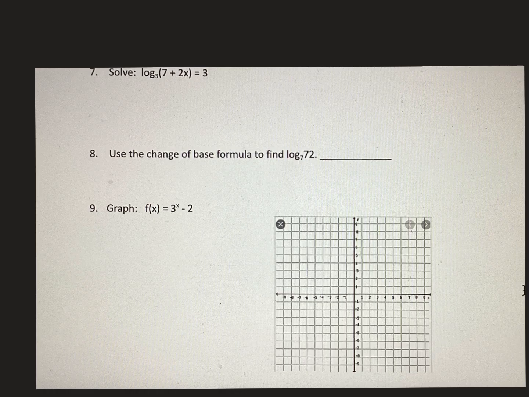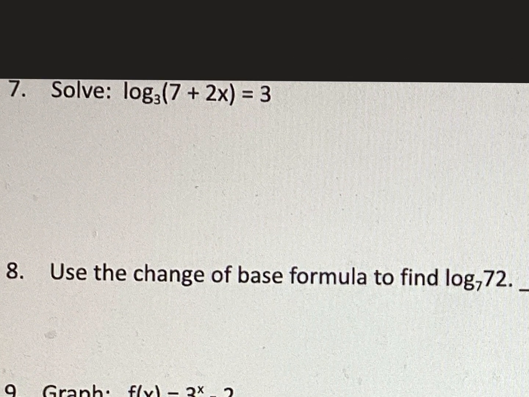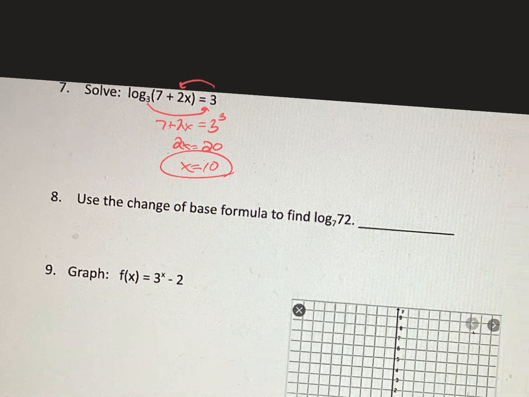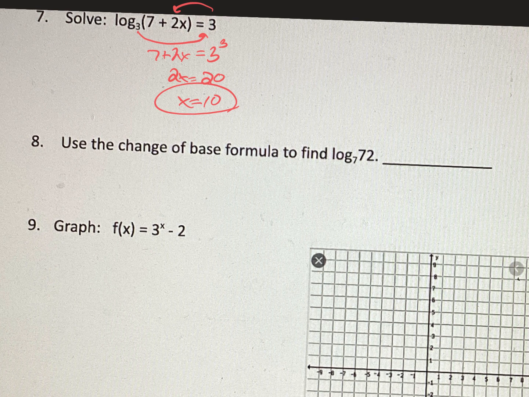Number 7, solve that equation. Don't forget, anytime you see 1 log, you should be getting good at this by now, you do the base to that power equals that. So I'm about to go 3 to the 3rd power equals 7 plus 2x. So 3 cubed is 27. I'll move the 7 over, I get 20. Divide by 2, get 10. Make sure it doesn't make the log negative. It doesn't. Good answer.